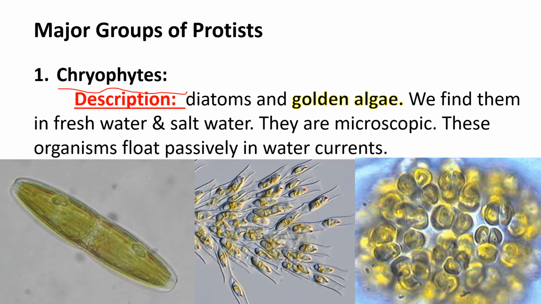You find them in fresh water and in salt water. They're microscopic, and they basically just float passively in water currents. They're in all kinds of water, and like I said, they just kind of go along for the ride. Let's go ahead and pause the video right here for you to write down type 1, cryophytes, and then write their description in.